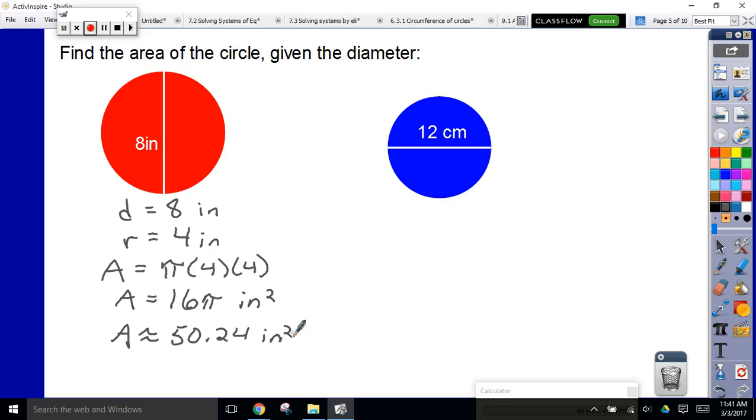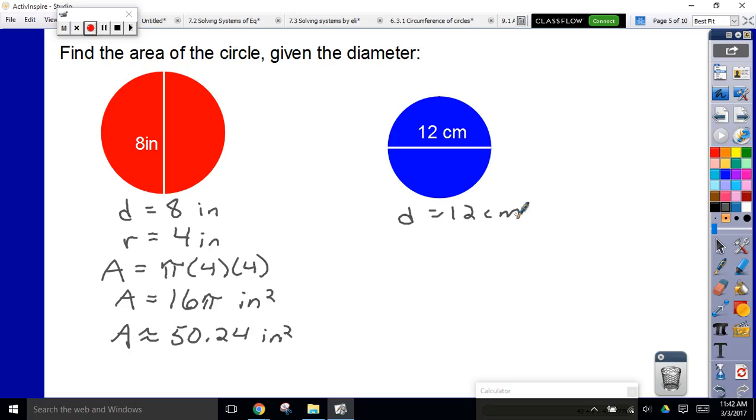Okay, next one. Jake, what part of the circle is that telling us is 12 centimeters? What is this 12 centimeters talking about in this circle? What part of the circle is that line? I just want to know, what's this line called? David? The diameter. Yeah. All right, so the diameter is 12 centimeters.